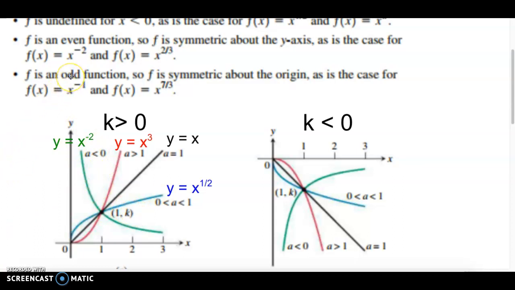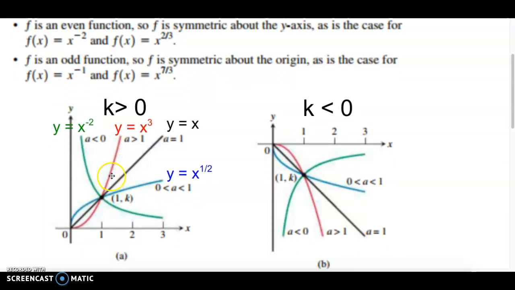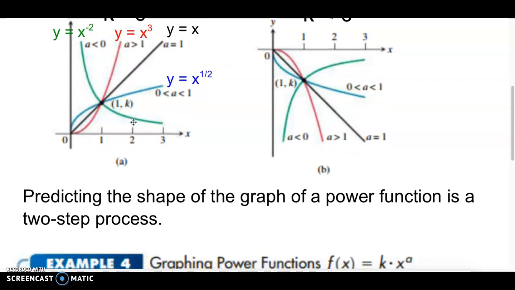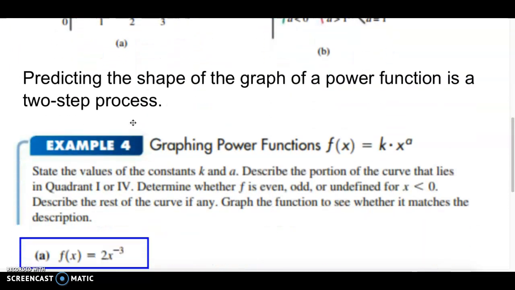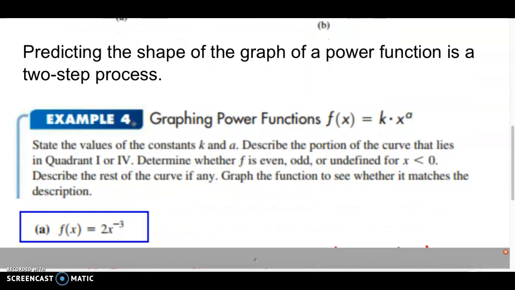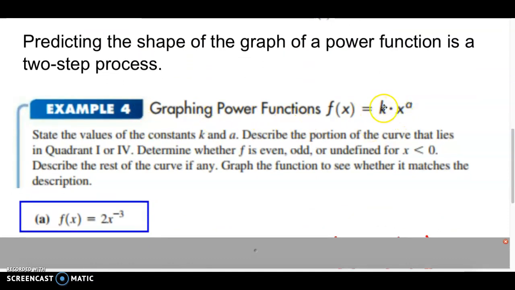If we have an odd function, then we're going to take these and reflect them across the origin, so they would lie over here in quadrant 3. If it was a negative k, they would lie over here in quadrant 2. So with that in mind, let's take a look at some of these functions and see if we can identify some key attributes given the k value and the a value.